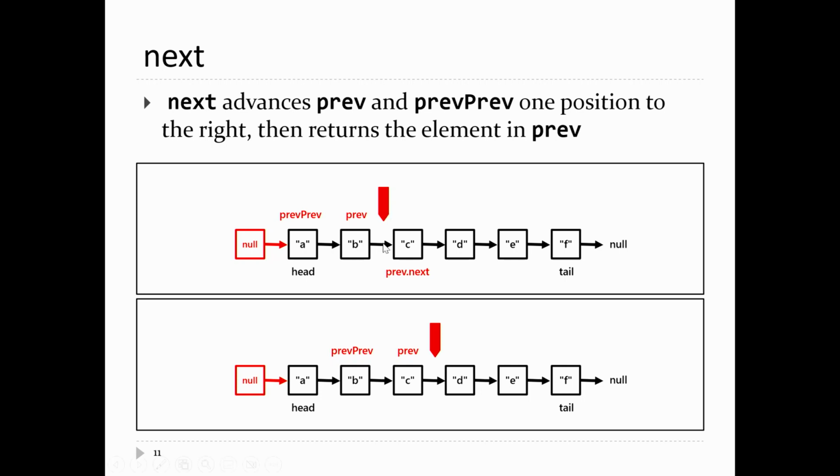Next is supposed to return. Oh, right. So the iterator is supposed to return next. If I call next, it moves one position to the right, and then returns the element sitting in previous.